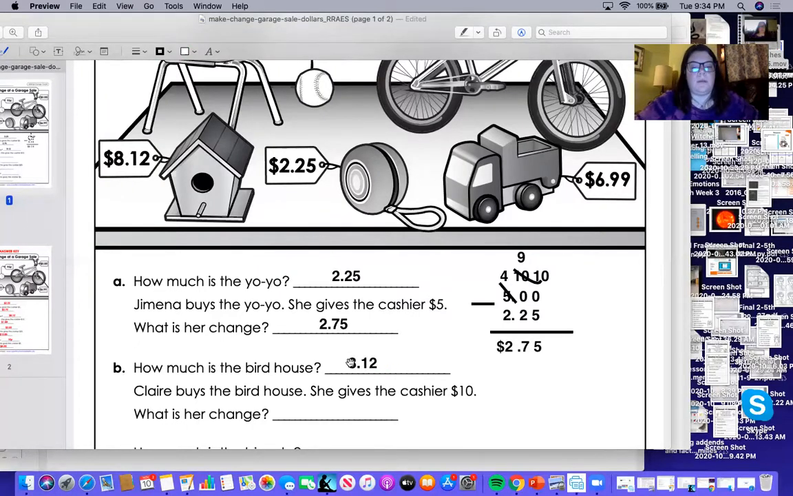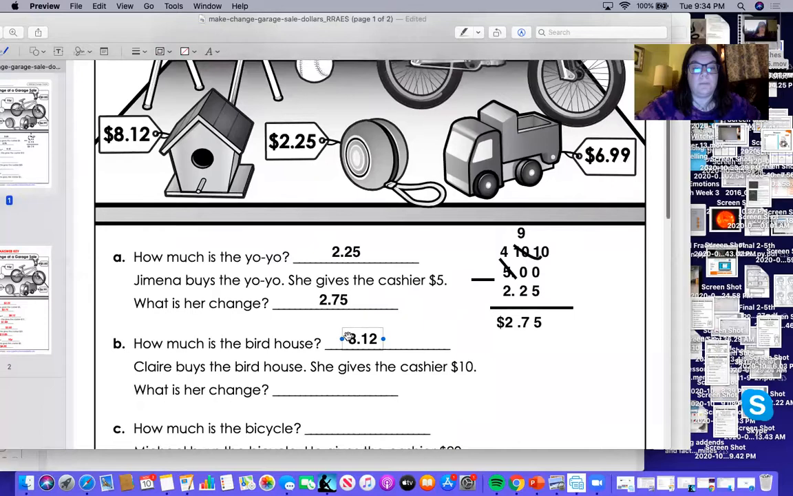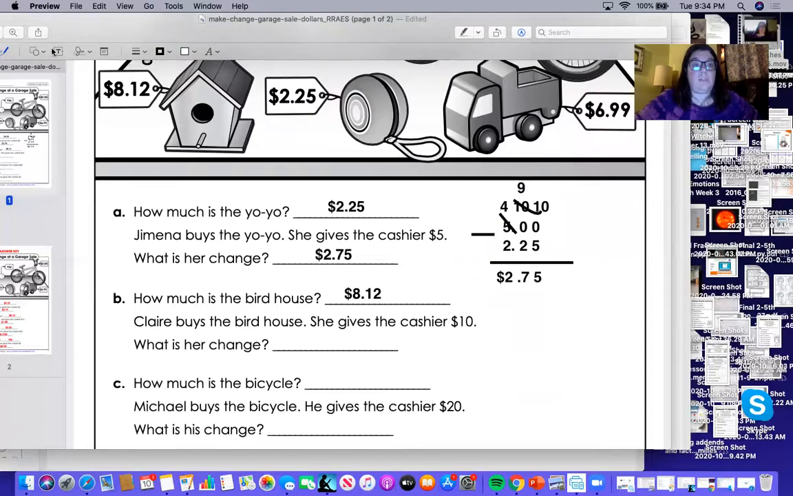All right, the birdhouse is $8.12. Claire buys the birdhouse. I forgot my money sign. Oh well. She gives the cashier $10. What is her change? So again, we're going to subtract across the zeros. We're going to have $10. We're subtracting $8 and 12 cents. Okay. Stuff is lined up.